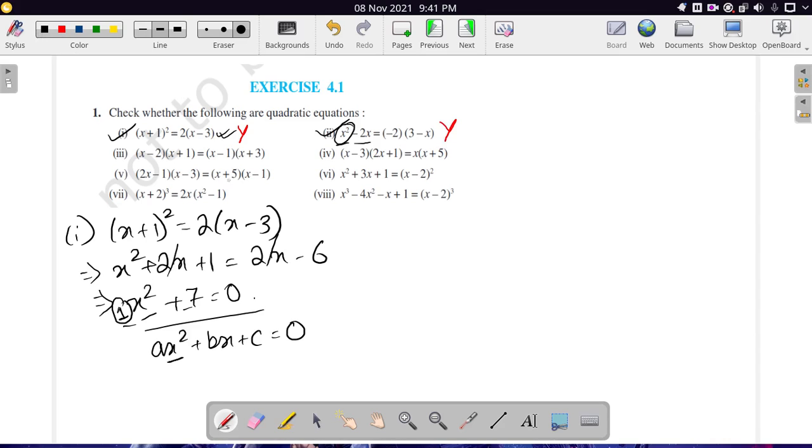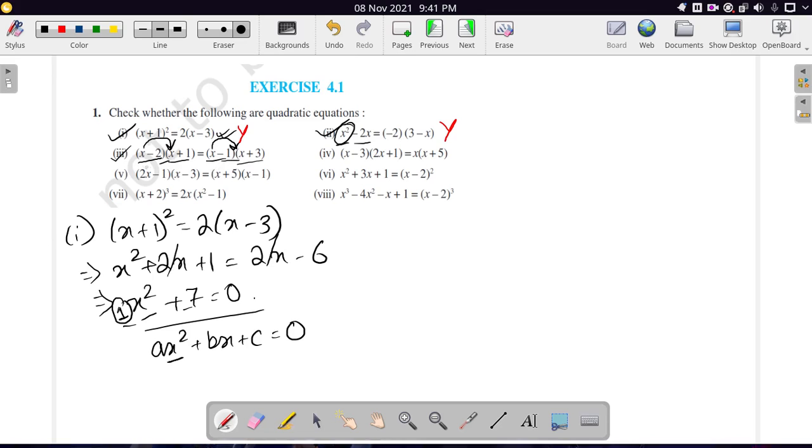Now let us look at number 3. Here we will simply multiply this term with this term and this term with this term. Now look at it very carefully. If we multiply this term with this, it's coming x square, and when we multiply this term with this, it's also coming plus x square. So on the left hand side as well as on the right hand side, we have a positive x square term, and the coefficient of that x square term is also 1. So x square goes off.